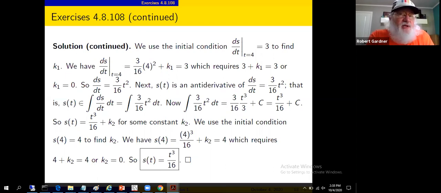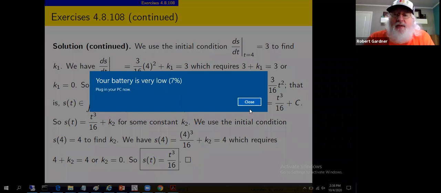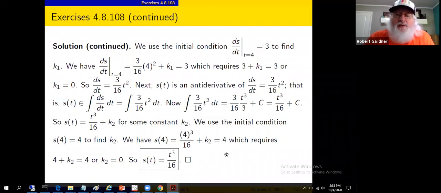Don't get used to these constants of integration being 0. Both of them were in this one. That's special. That need not be the case.